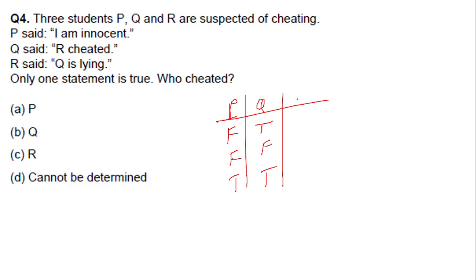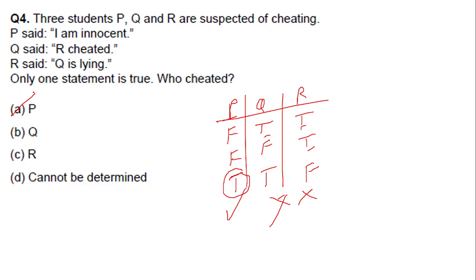Let us go to the next one, R. We are assuming R is the cheater here. P said I'm innocent, true. Q said R cheated, true. R said Q is lying, false. Simple. So we got two times true here, two times true here. So these two don't stand our logical reasoning. Only in the first case we have only one statement true. This holds good. So P is the cheater here.